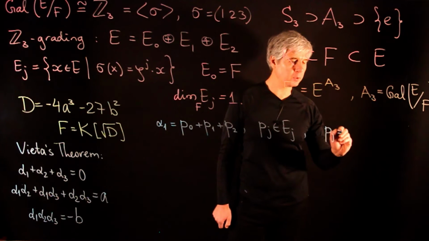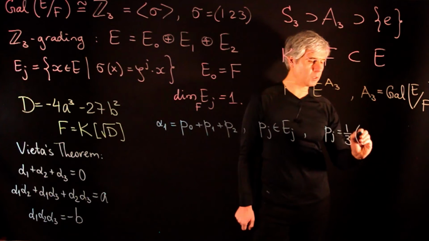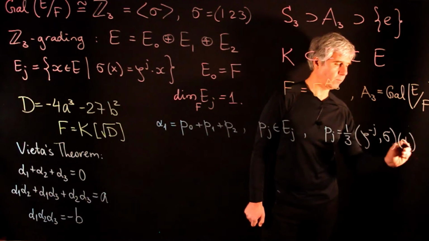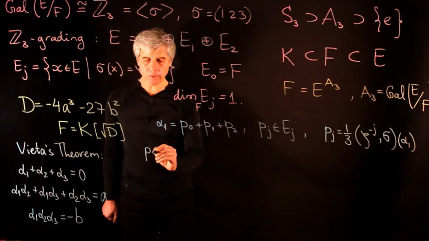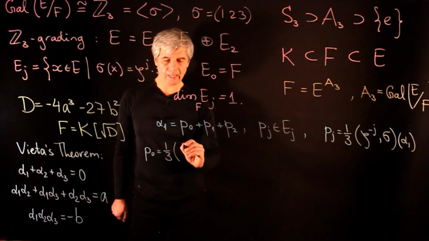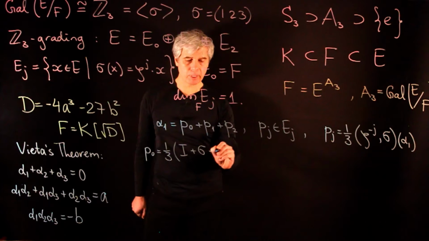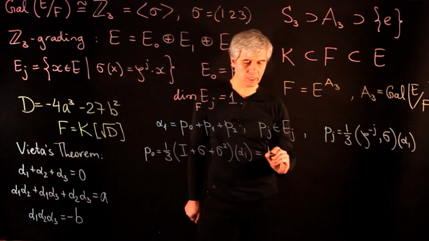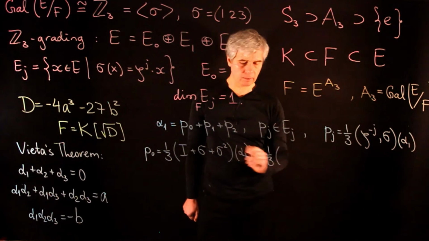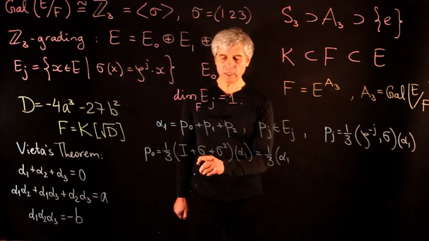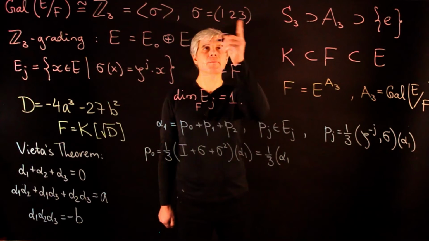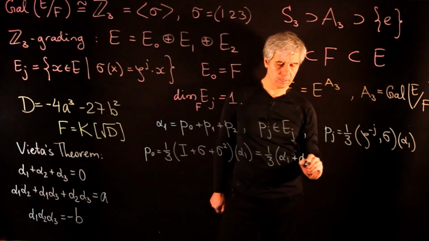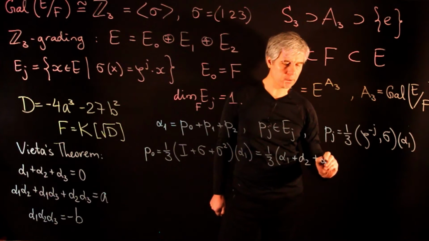Pj is equal to 1/3 of the resolvent zeta to the minus j with sigma applied to alpha 1. So for the component P0, we get 1/3 identity plus sigma plus sigma squared applied to alpha 1. Identity applied to alpha 1 is alpha 1. Then sigma is the transformation that acts by this permutation 1 to 3. So sigma applied to alpha 1 is alpha 2, and sigma squared applied to alpha 1 is alpha 3.